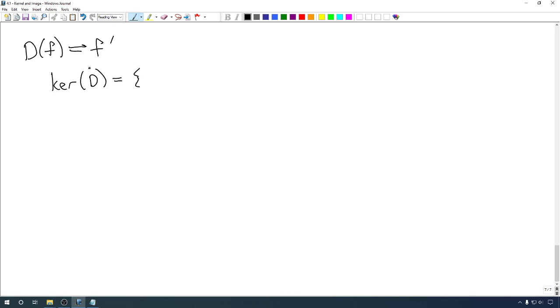Well, we're just asking what functions have derivative equal to 0. When is f prime equal to 0? Well, that only happens if we have a constant function. If a function is constant, its derivative will be 0, and the only time a function's derivative is 0 is if it is constant. So the kernel of the derivative operator is the collection of all constant functions.